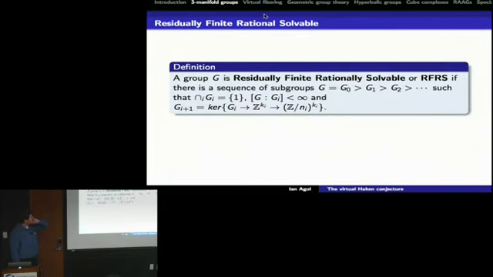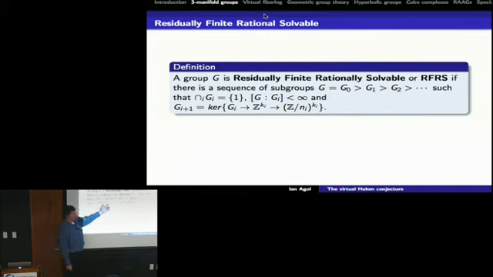Okay, so one last group theoretic definition I wanted to state is a very strong form of residual finiteness. I call a group residually finite rational solvable, or RFRS for short, if there's a sequence of subgroups G0, G1, G2, of finite index, whose intersection is trivial, this is called a cofinal sequence, and they're all finite index subgroups of G, and each one is obtained from the previous one, so G_{i+1} is obtained from G_i as a finite index subgroup where you map G_i first to Z^k for some k, and then to a finite quotient, (Z/n)^k. And you take the kernel of that.